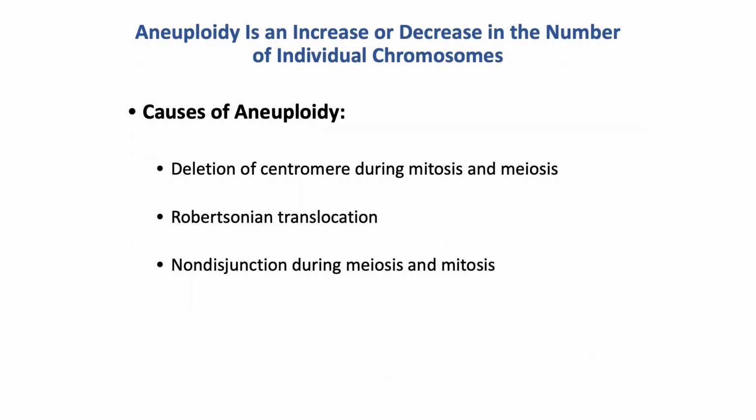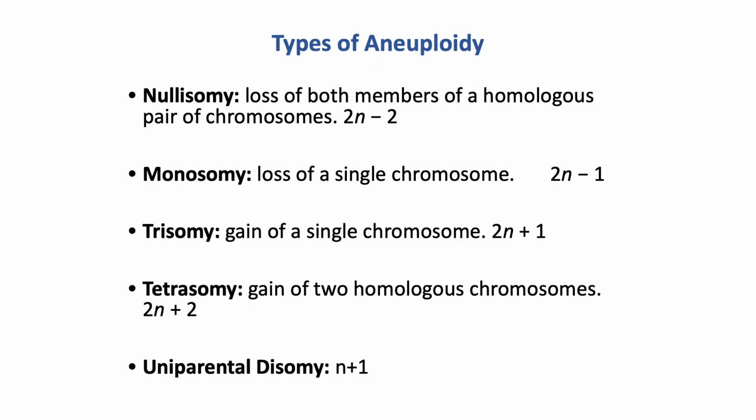Another type of chromosomal abnormality is aneuploidy, which is the increase or decrease in the number of individual chromosomes. It occurs due to several reasons, like deletion of the centromere during mitosis and meiosis, or translocation, and mechanisms that lead to non-disjunction during cell divisions like meiosis and mitosis. So there are different types of aneuploidy.